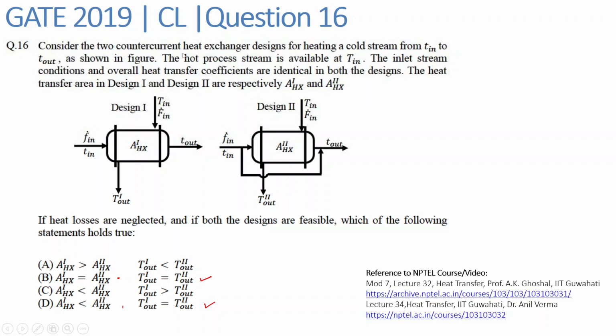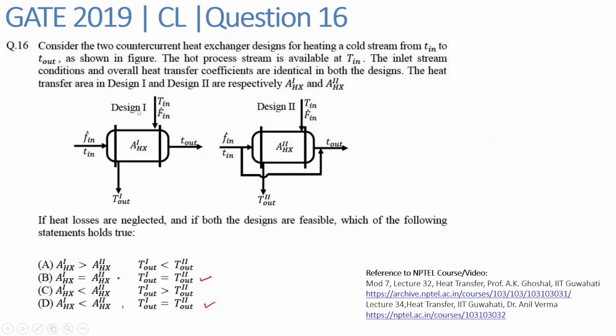Consider the two countercurrent heat exchanger designs for heating the cold stream from T in to T out as shown in figure. The hot process stream is available at T in. The inlet stream conditions and overall heat transfer coefficients are identical in both the designs. The heat transfer area in design 1 and design 2 are respectively A1HX and A2HX. If heat losses are neglected and if both the designs are feasible, which of the following statements hold true?